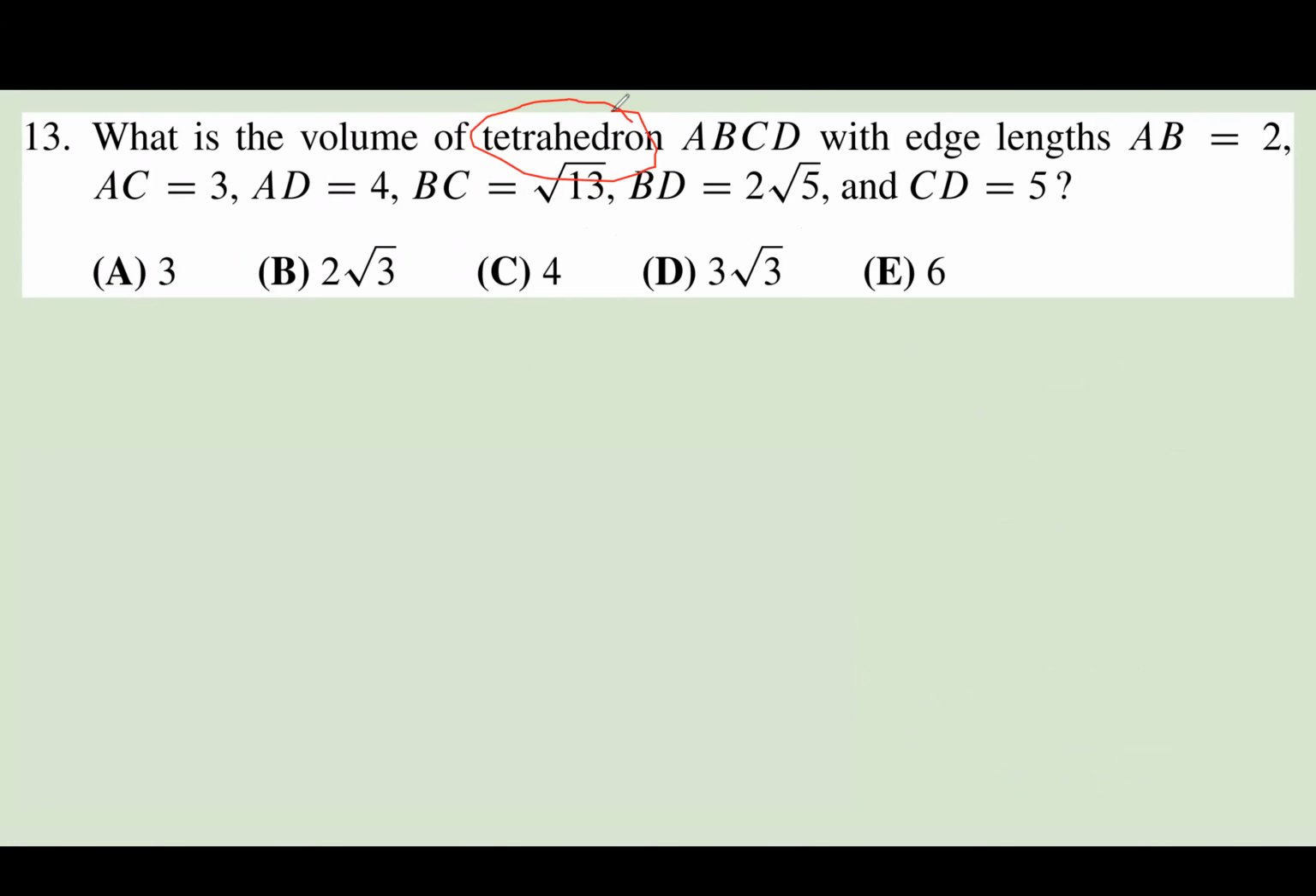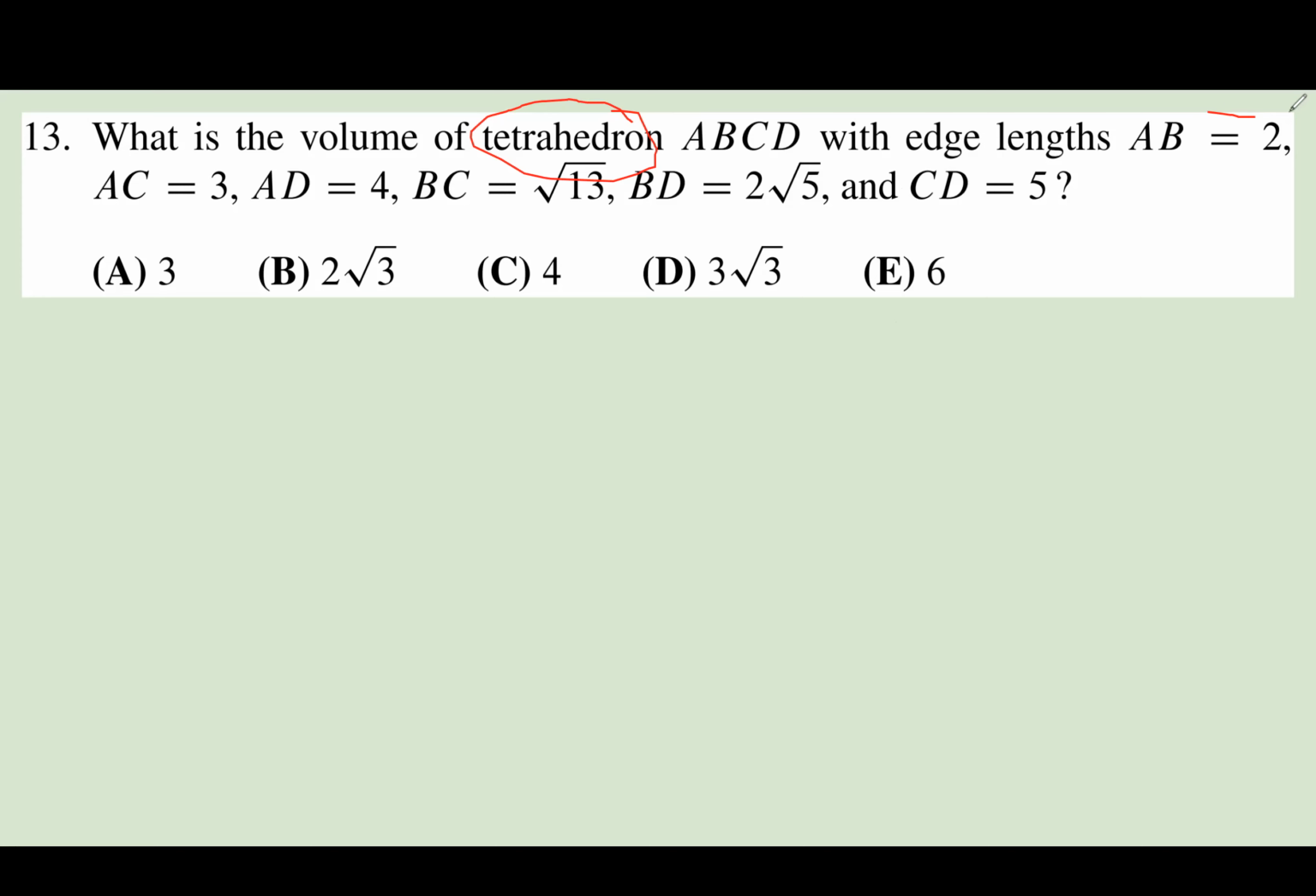ABCD with edge lengths AB is 2, AC is 3, AD is 4, BC is root 13, BD is 2 root 5, and CD is 5. Okay. So the first thing I noticed is that a lot of times when you look at these, without a calculator, you really need to be dealing with right triangles, or equilateral triangles, or something that's easy to deal with, right?